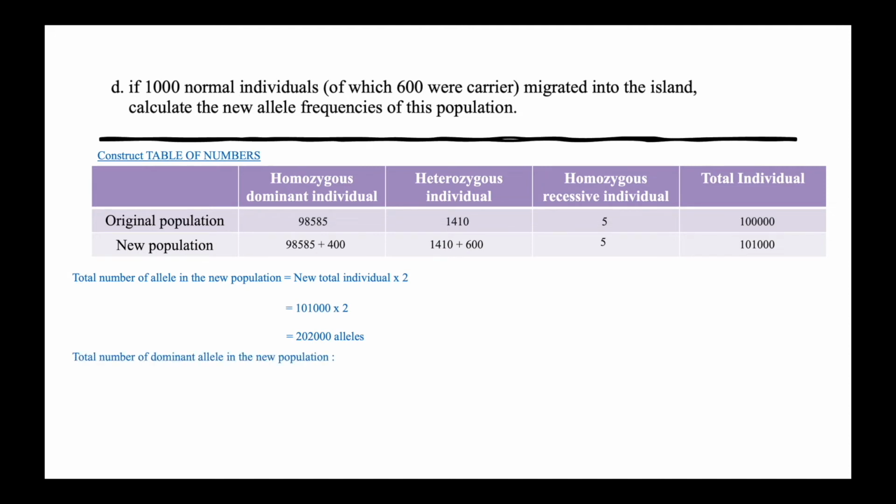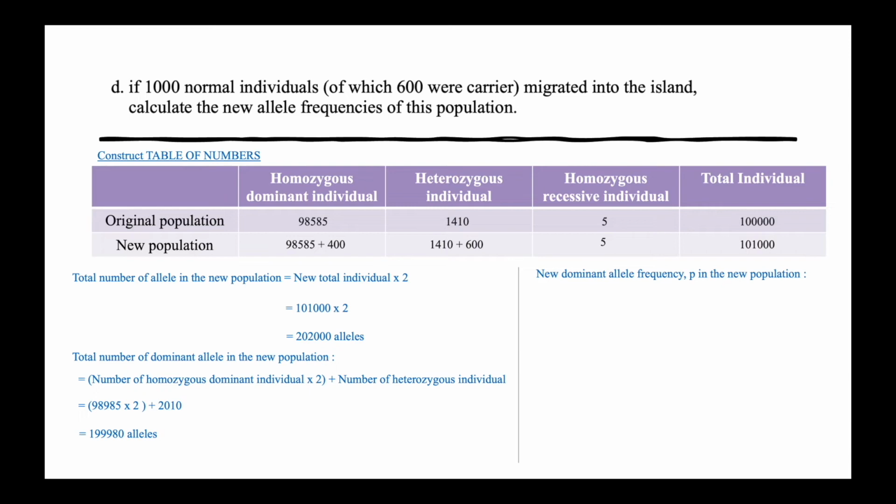To find the total number of dominant alleles in the population, we look into homozygous dominant and heterozygous individuals. Since each homozygous dominant individual carries 2 dominant alleles, we multiply the value by 2. In this case, 98,985 times 2 plus 2,010, giving us the value of 199,980 alleles.